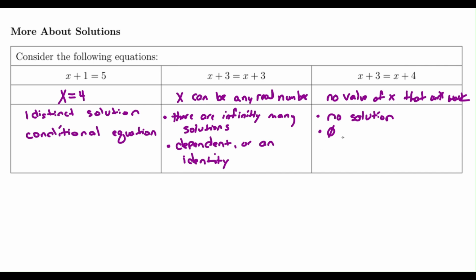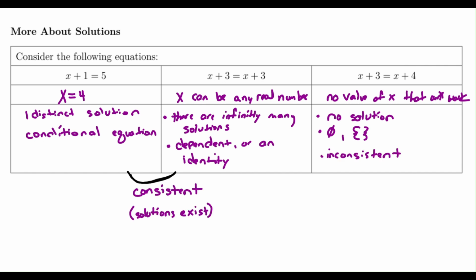You could also say like this. You can put it inside braces, but put nothing there. Leave an empty space in there. So now this is also known as the empty set. All three of these are just fine. Some people prefer one over the other. No solution is just as easy as anything. It doesn't really matter. Lastly, then, we can also say that this is an inconsistent equation.